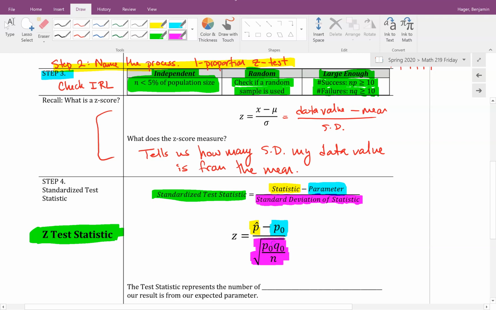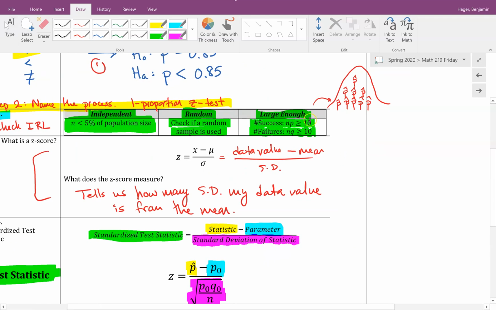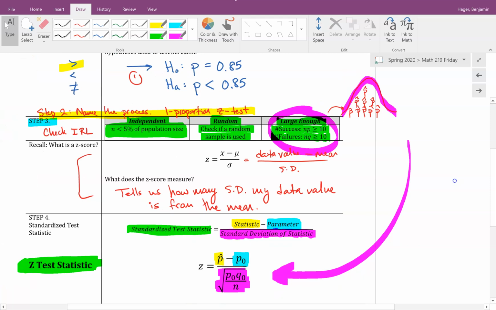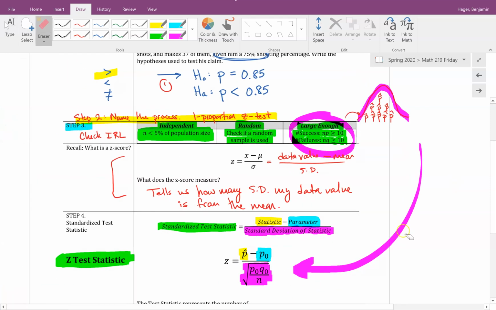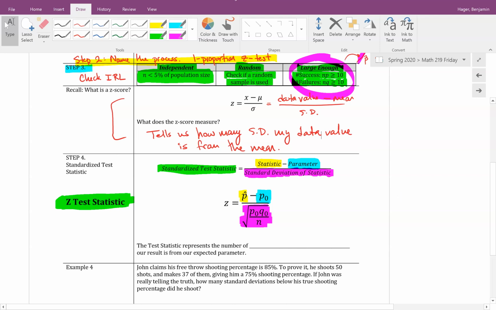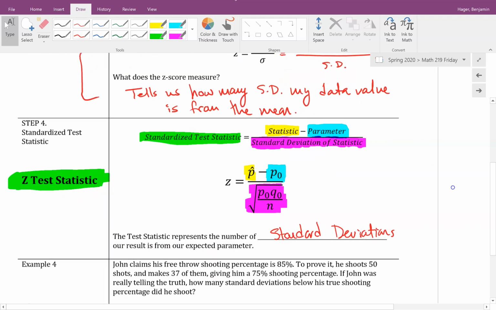Remember, this is how we find the standard deviation based on what the central limit theorem tells us, right? And this is, again, why we want our number of successes and fails to be big enough, because we want these to be normal, because when this happens, our data is normal, and that's how we find our standard deviation according to that theorem. Okay. All right. What the test statistic represents is the number of standard deviations that our result is from the expected parameter.